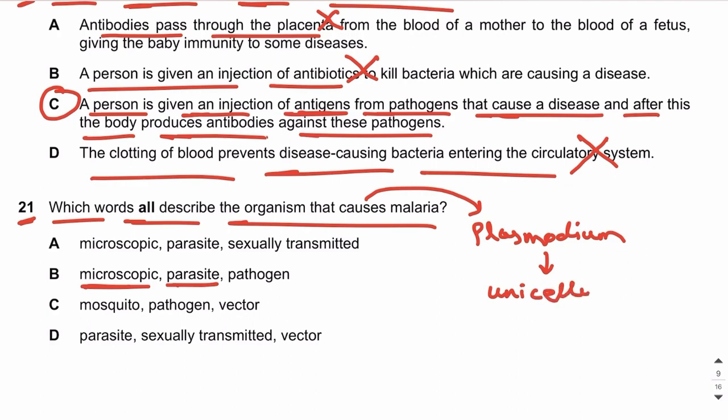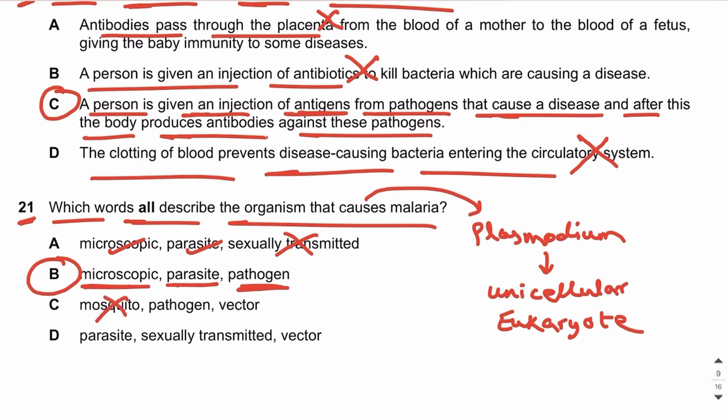What is meant by eukaryote? A cell which contains a nucleus. So it's a unicellular eukaryote, and because it's unicellular, it's microscopic. It's a parasite because it feeds on our nutrition, and it's a pathogen because it causes disease, that is malaria, right? It's microscopic, it's a parasite, but it's not sexually transmitted. It is transmitted by the female Anopheles mosquito, right? It's not a mosquito, it's not a vector, it's a pathogen.